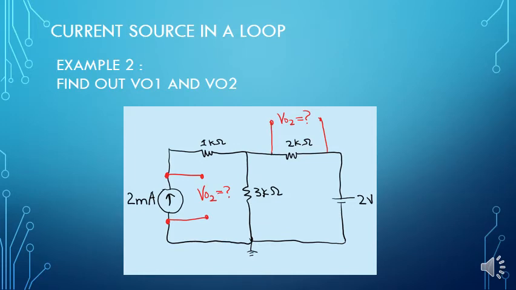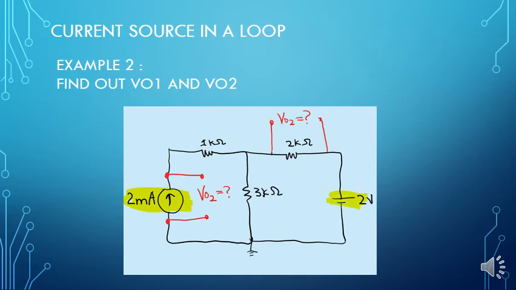Now I am going to discuss loop analysis in another example. As you have already seen in my previous example, you have clearly observed that we had two voltage sources in two different loops. But now in this case, if you have a look over here, we have a current source in one loop and a voltage source in the other loop.